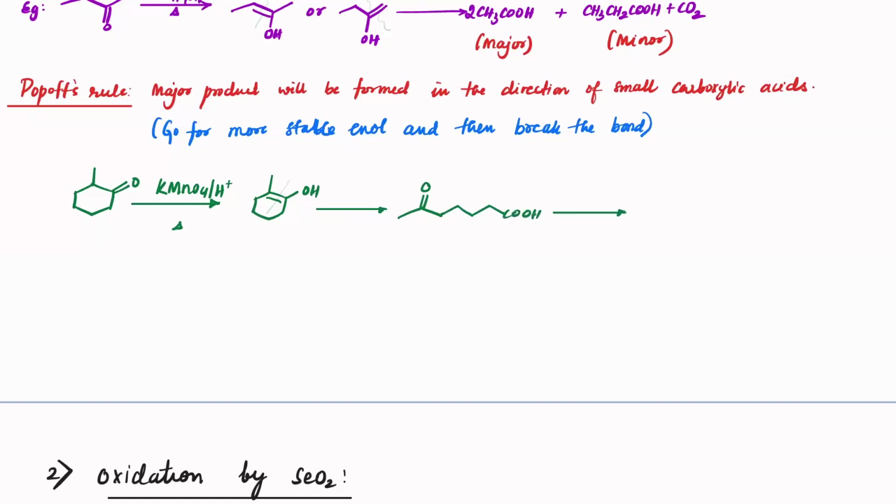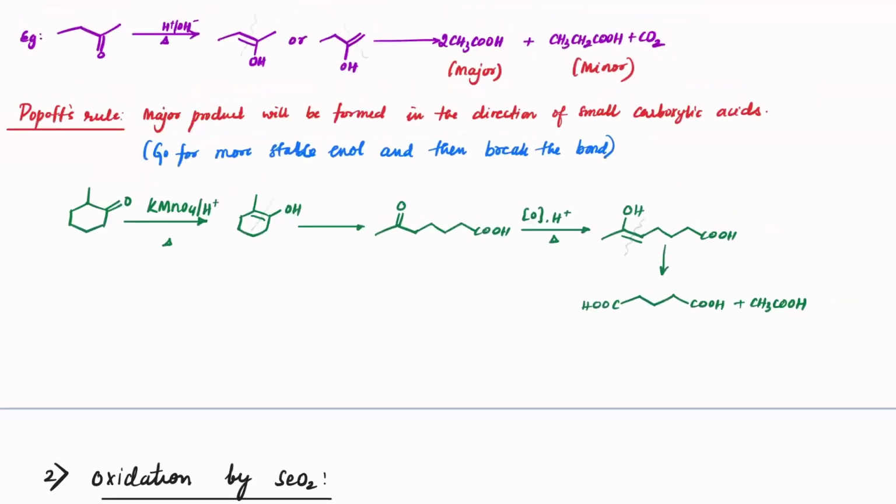Again a keto form here, with H plus and heat, which is oxidation. In that case, if I put the enol form one more time on this carbon, the enol will be more stable on this side. And again you break the bond here. As you break the bond here, now you'll have 1, 2, 3, 4, 5 carbons. So COOH here, and the other one which you will get is CH3COOH. So this is the product you will get, guys.